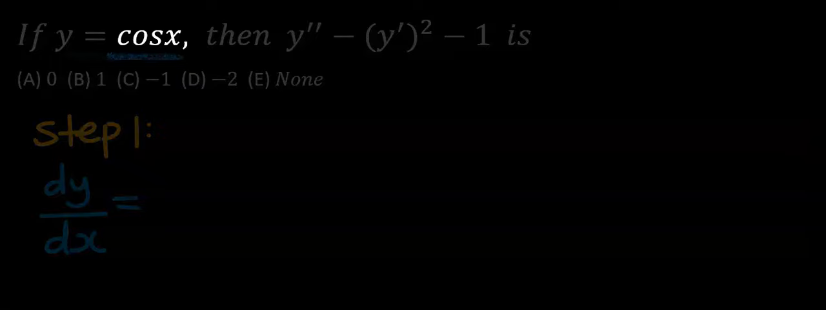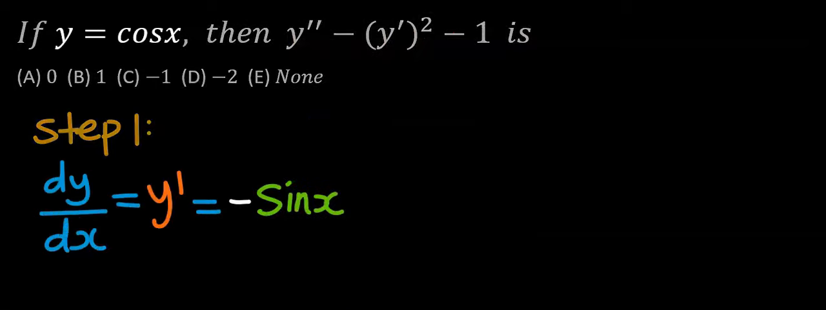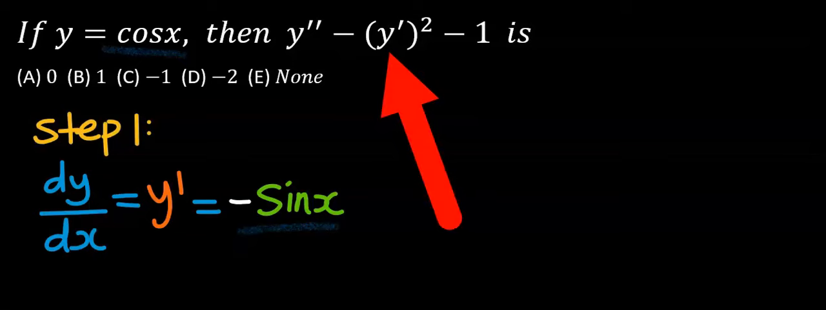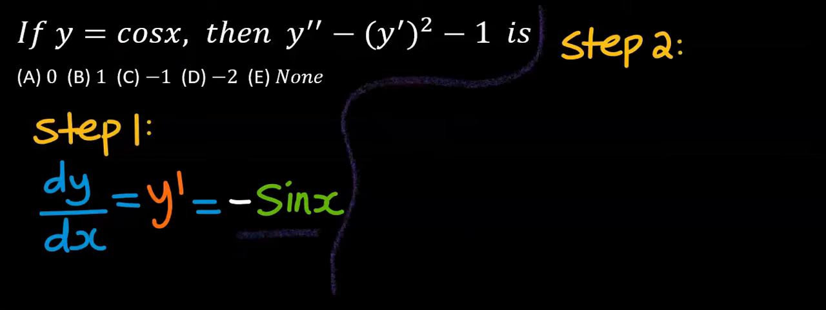Step number 1. Differentiate cos x. From the basic derivative table, when you differentiate cos x, you are going to have minus sin x. Hence, the differentiation of cos x will give you minus sin x. This is the first derivative.